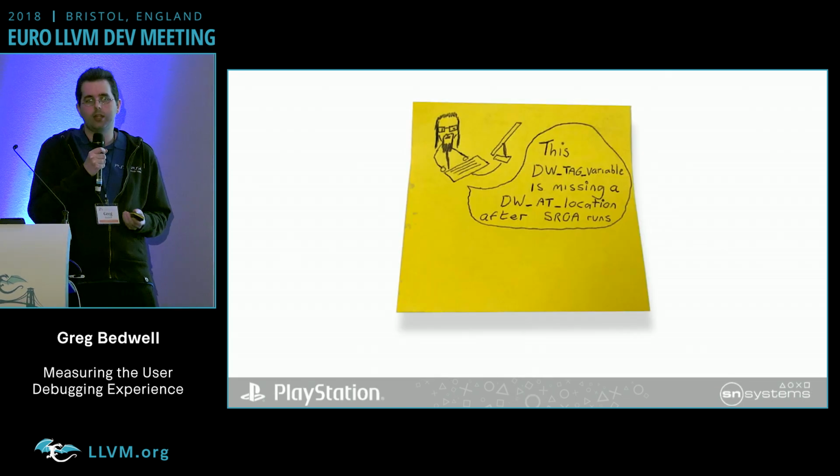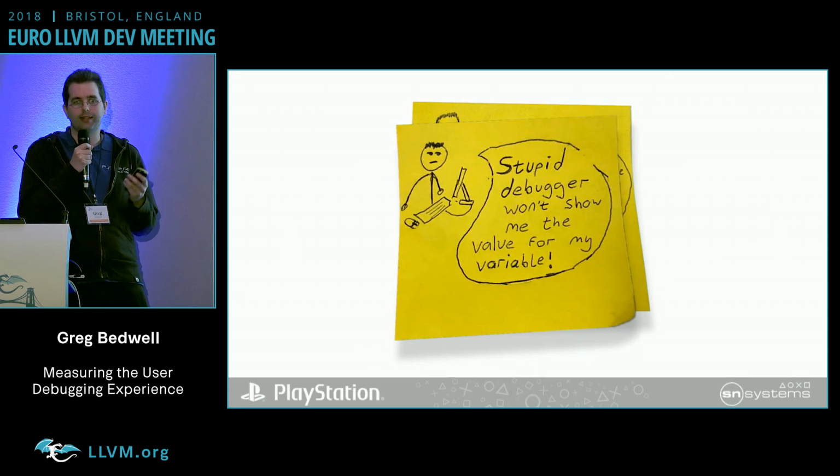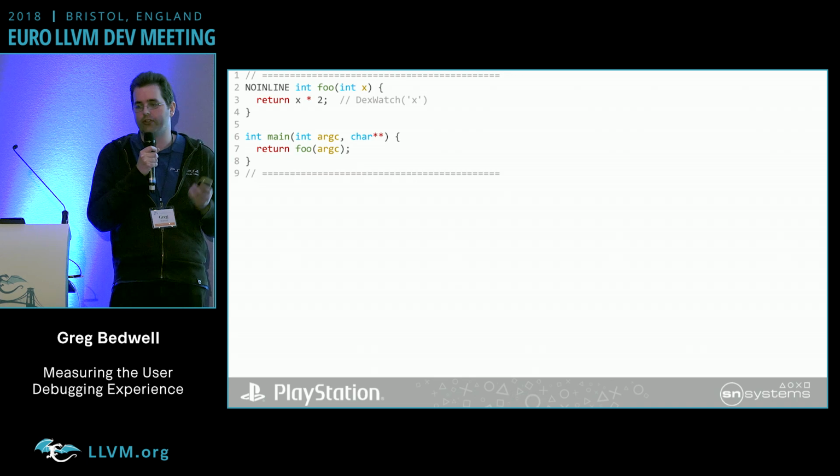So we've got plenty of good tooling for measuring debug data itself. But what we don't have is tooling to tell us whether that translates to the user actually having a good debugging experience at the end of it. And that's what DExTer aims to solve. And so this is how it does it.